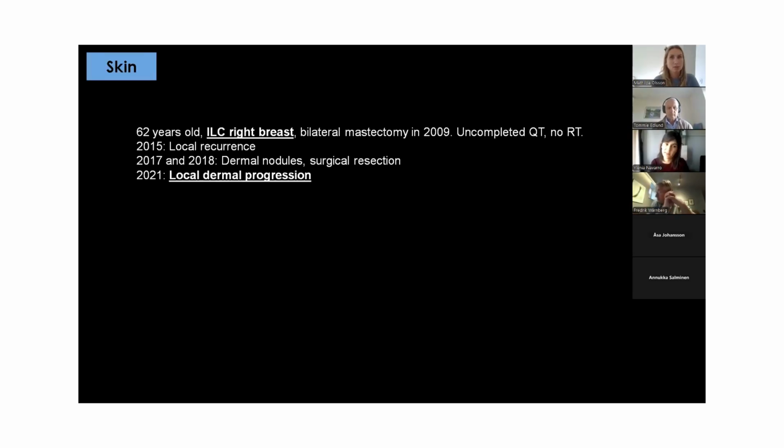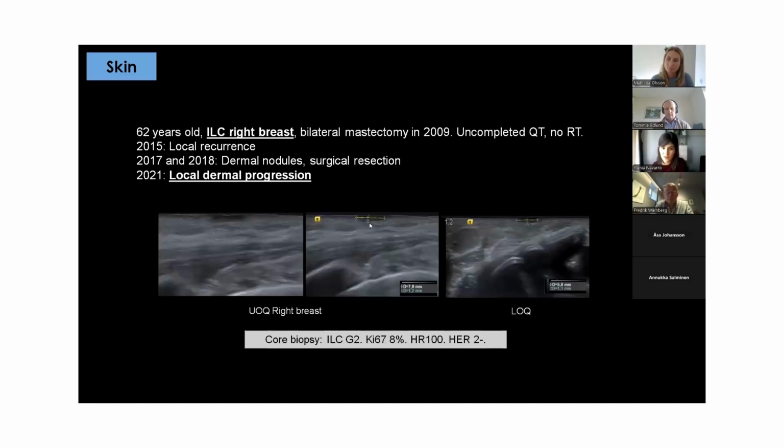Okay, and about the skin, this was one of the patients that we treated. She was a 62-year-old woman with a lobular carcinoma in right breast. She underwent a bilateral mastectomy but could not complete the treatment. That's why she's been having local recurrences since 2015. In 2021, we saw a new local dermal progression. We saw these new dermal lesions in right breast. This is one and this is the other.